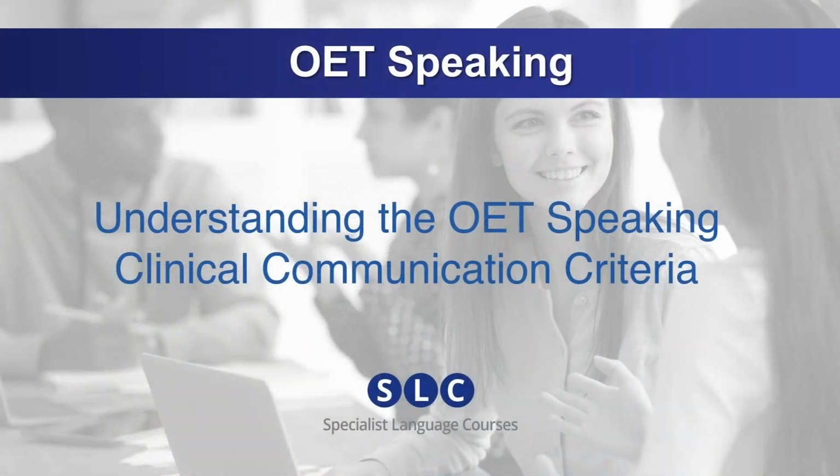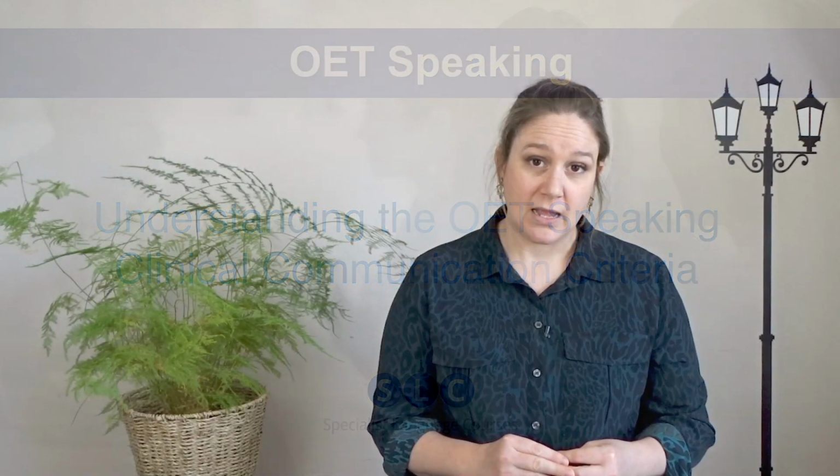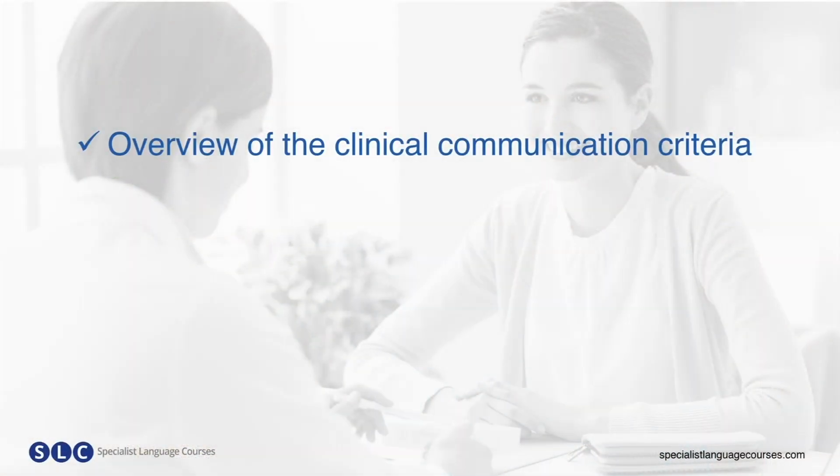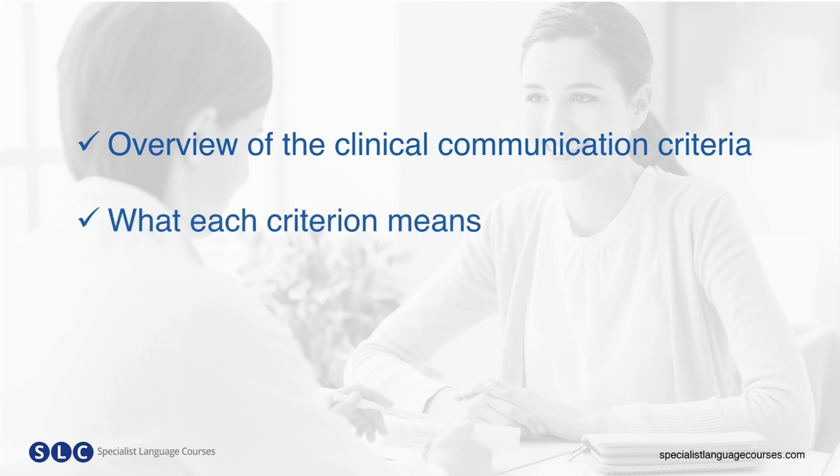So in today's video, we're going to look at how you are examined in the OET speaking test. There are two sets of criteria, linguistic and the clinical communication criteria. In this video, we're only going to look at the clinical communication criteria. If you would like information on the linguistic one, check out our other video. The link is below. So today, we will look at an overview of the clinical communication criteria, what they mean, and how to meet the criteria.